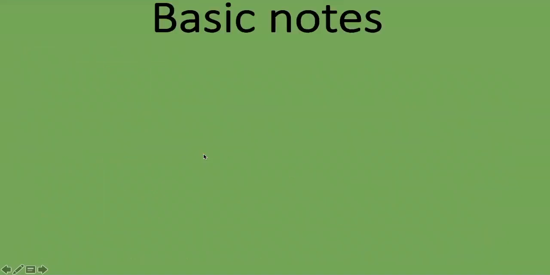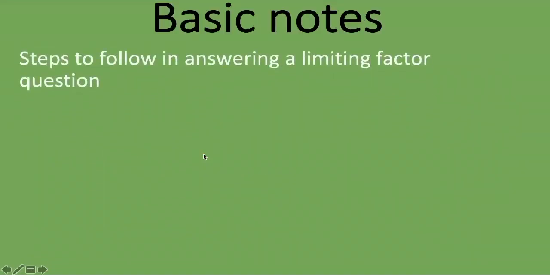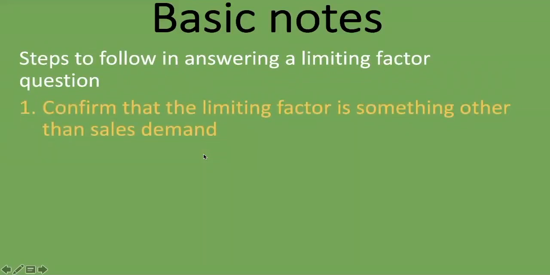So what are the steps that you follow when answering a limiting factor question? Well, here they are. The first one is to confirm that the limiting factor is something other than the sales demand. Remember, you may be told that we are assuming that we'll be able to sell 10,000 units, for instance. That is a limiting factor in itself, that we are only able to sell 10,000 units. But you need to confirm, of the resources that you have, are we limited in the number of resources that we can use? So we need to confirm that the limiting factor is something other than the sales demand, which will be obvious. The sales demand is always a limiting factor in our questions.